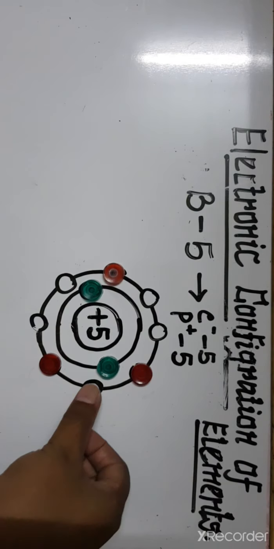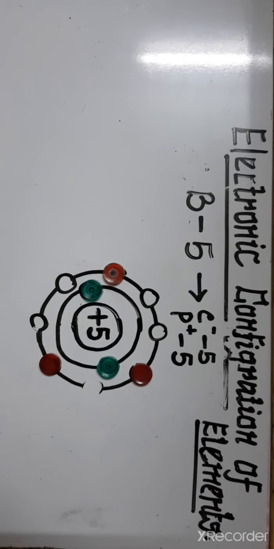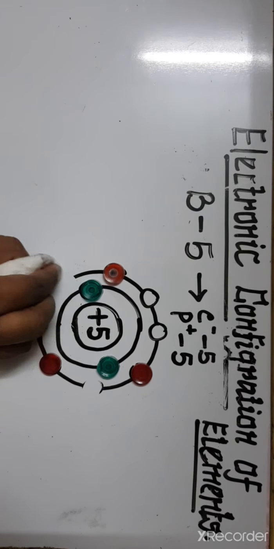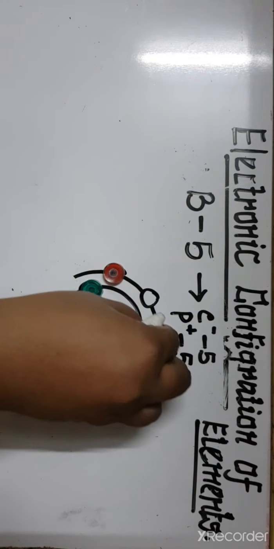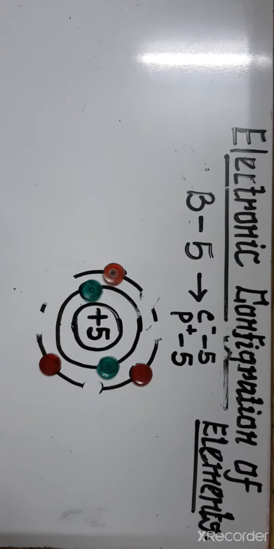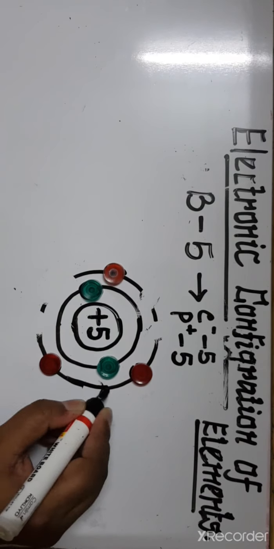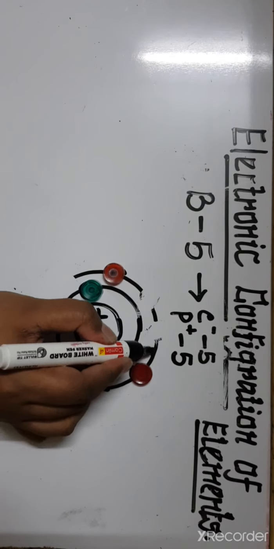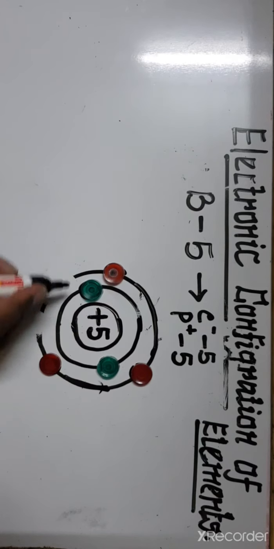Okay, and these empty ones we have to erase. We will erase these empty spaces and we will just draw the complete second shell over here. So in this way we can draw the structure of a boron. So this is the boron atomic structure.